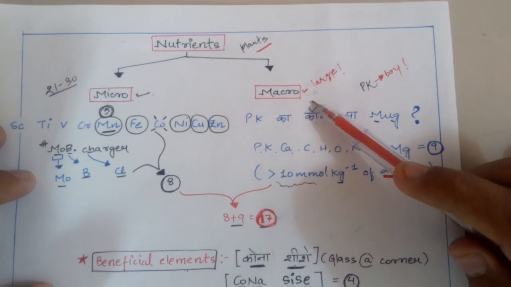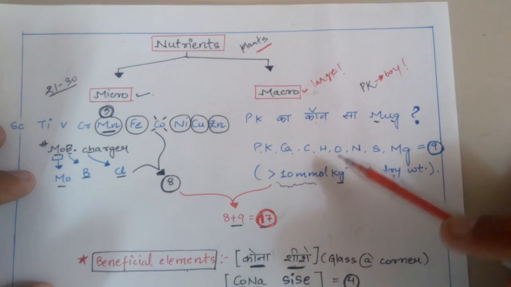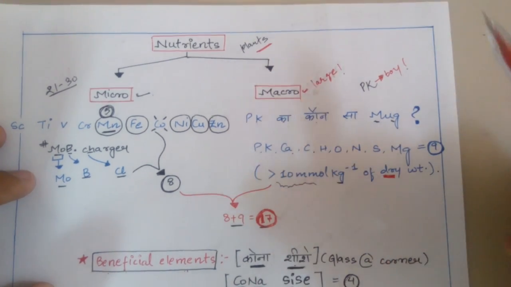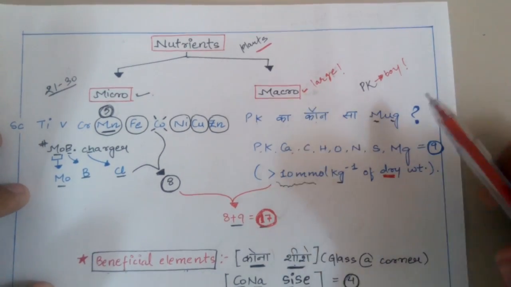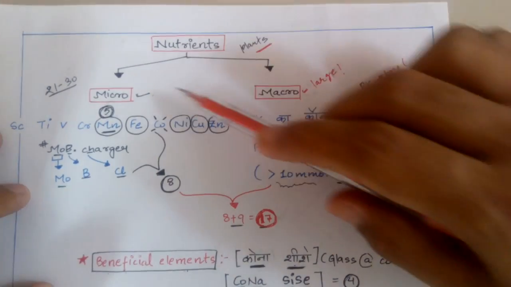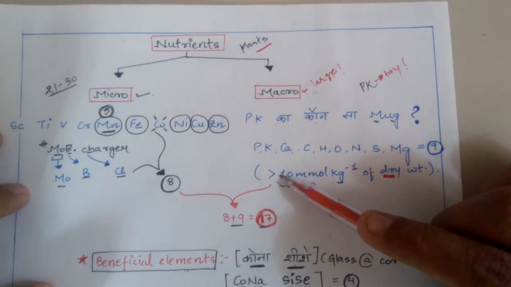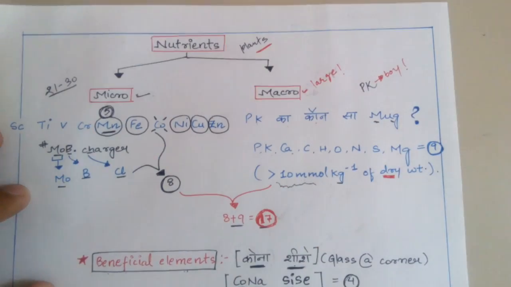Let us revise them once again. PK ka kaun sa mug, that is PK, Ca, CHON, S and Mg, which are present in greater than 10 millimole per kg of dry weight of plant, and these are 9 in number. So now let's move towards the micronutrients. Micronutrients are present in less quantity, that is less than 10 millimole per kg of dry weight of plant, and the examples of micronutrients are very interesting to learn.